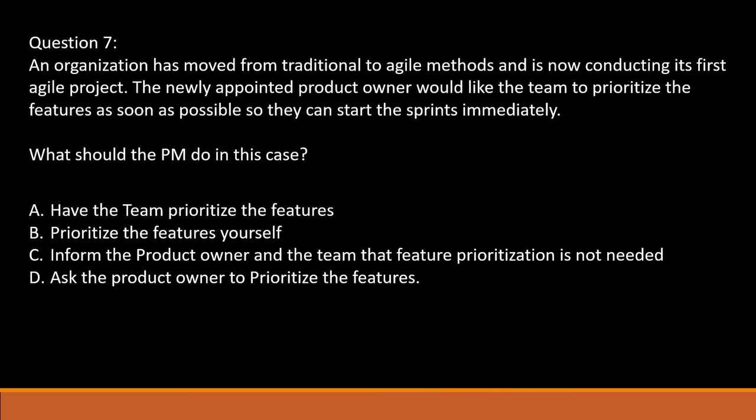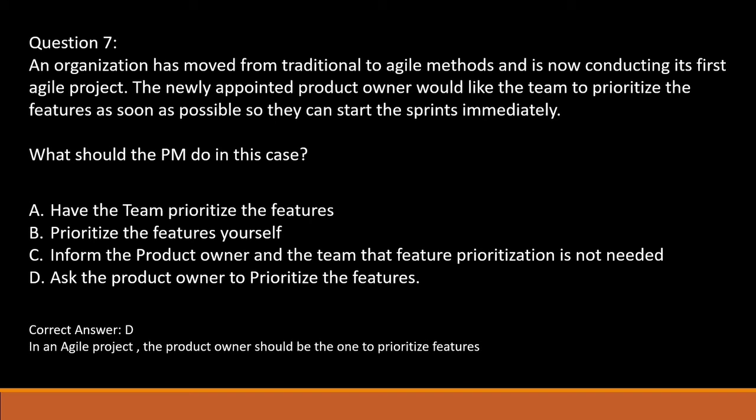Okay, so the correct answer to this question would be option D. Since it's an agile project, the prioritization of an activity or a feature should always be done by the product owner. Let's go to the next question, question number 8.